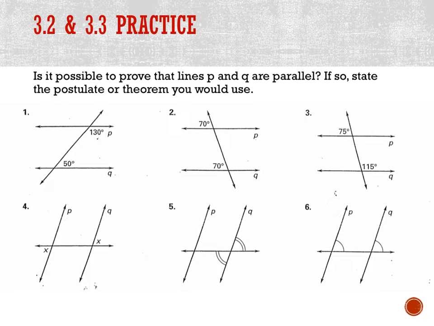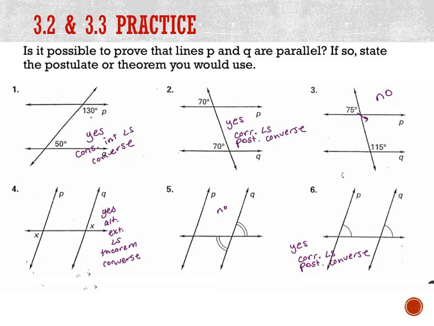Okay, then came this one. The first one is yes. Corresponding angles postulate converse. This is important. This time we're trying to prove the lines are parallel, so it has to be the converses. Wait, you said 1 is corresponding? Oh, no, I didn't, that's right. Yeah, I was right the first time. Sorry. Consecutive interior angles theorem converse. Second one is yes. This time it's the corresponding angles postulate converse.